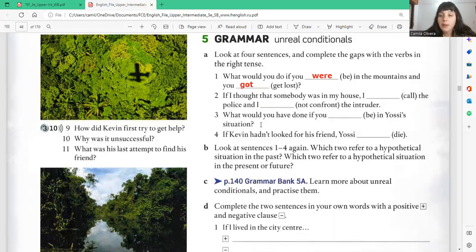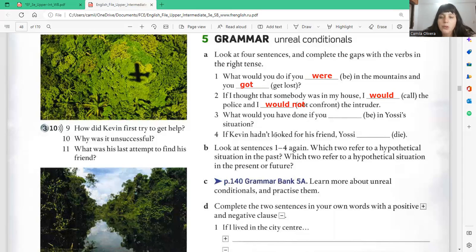If I thought that somebody was in my house, I would call the police and I would not confront the intruder. In this sentence, the if clause is already presented and it is followed by a past simple tense, and then the other part is followed by would. Wouldn't.